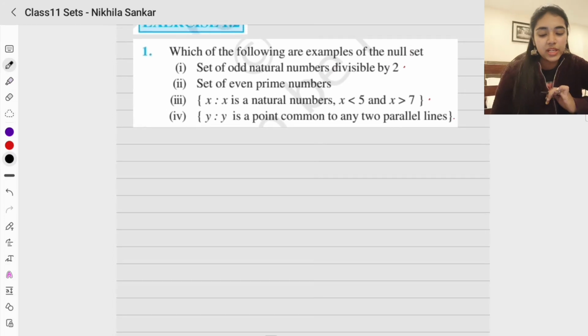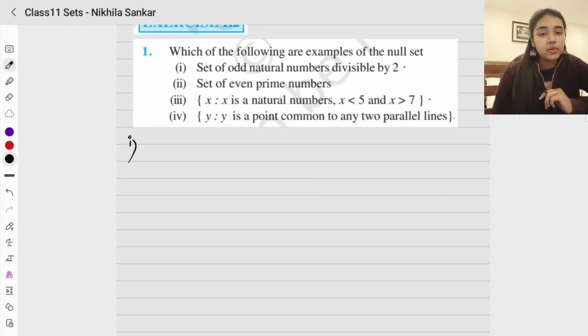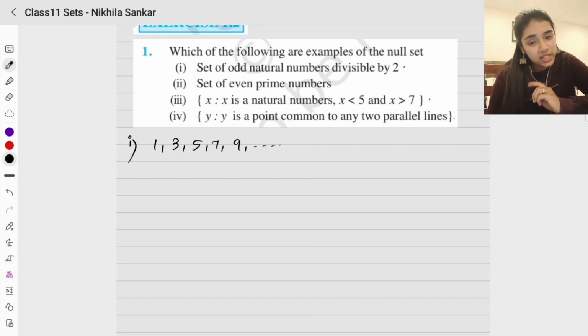Exercise 1.2. Which of the following are examples of null set? Null set means there are no elements inside. So my first subsection, set of odd natural numbers divisible by 2. Odd natural numbers are 1, 3, 5, 7, 9 and so on. Odd numbers divisible by 2 are?